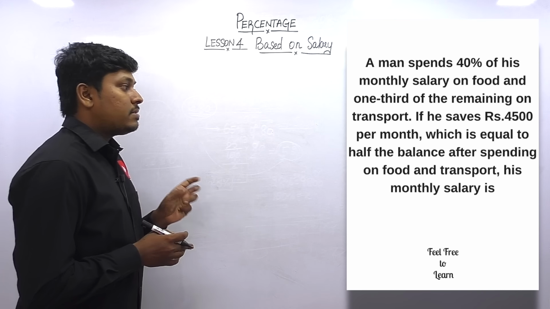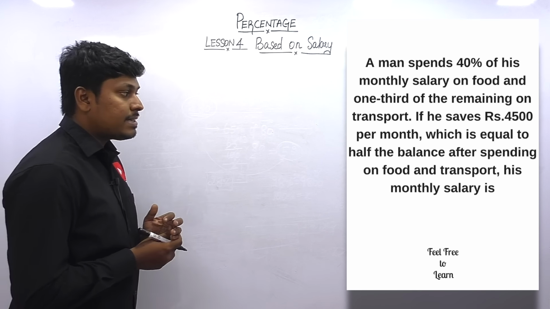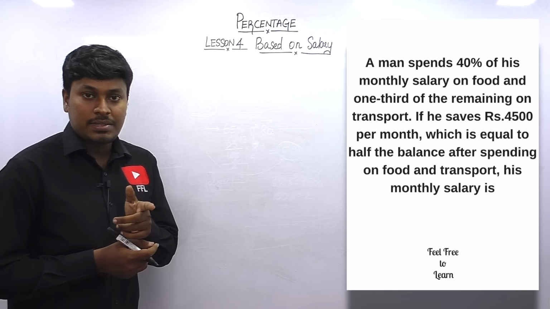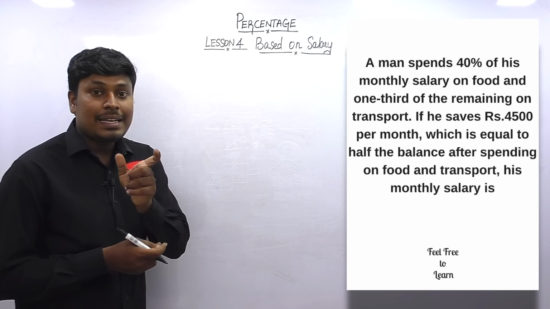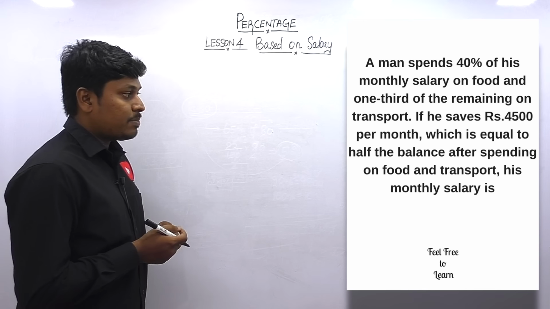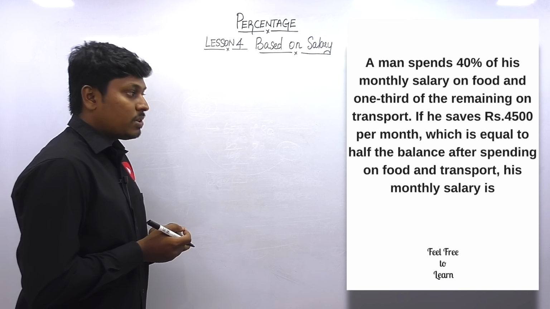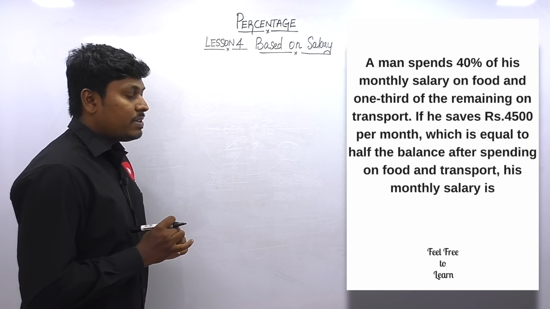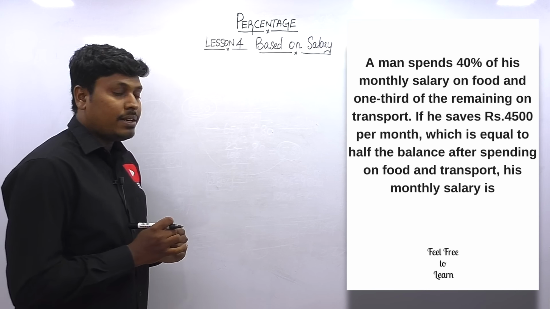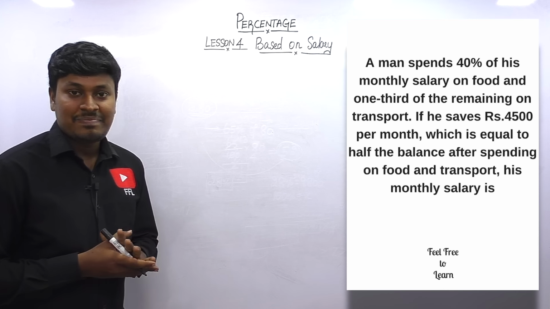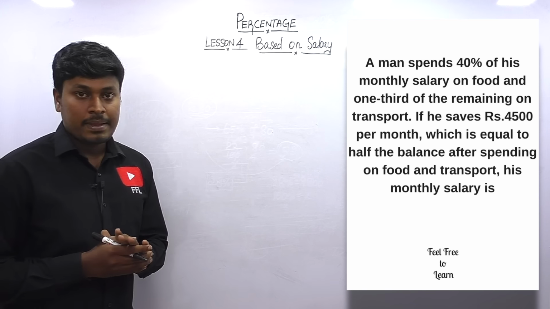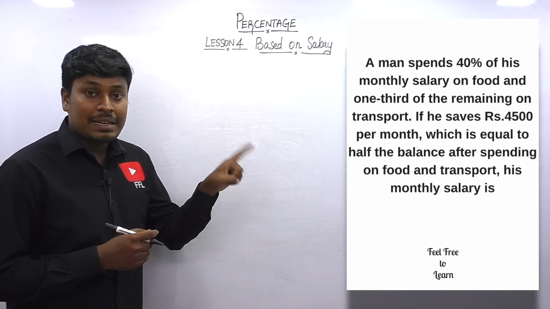A man spends 40% of his monthly salary on food and 1/3 of the remaining on transport. Again we have found the word remaining. So remaining is most important, right? So remaining on transport. If he saves rupees 4,500 per month, which is equal to a fraction of the balance after spending on food and transport, what is his monthly salary? Interesting question. Our target is to find what is the man's monthly salary.